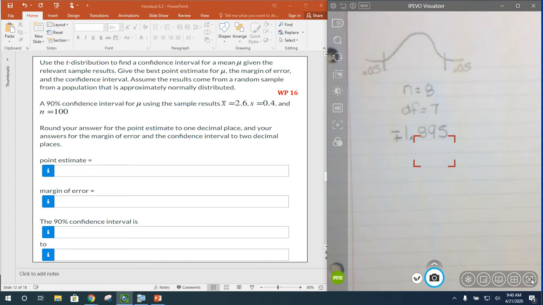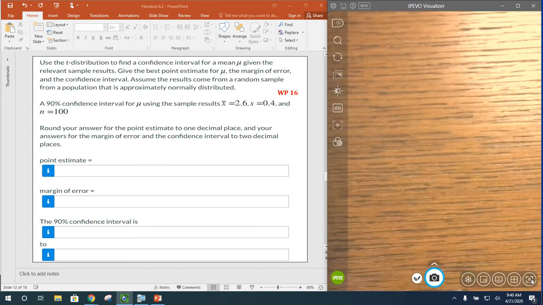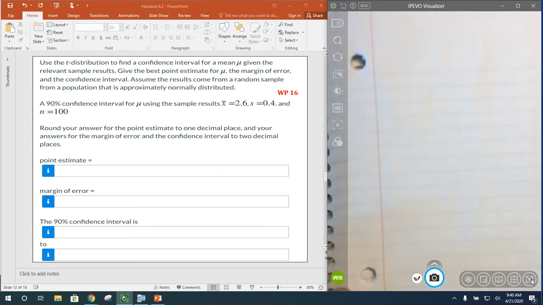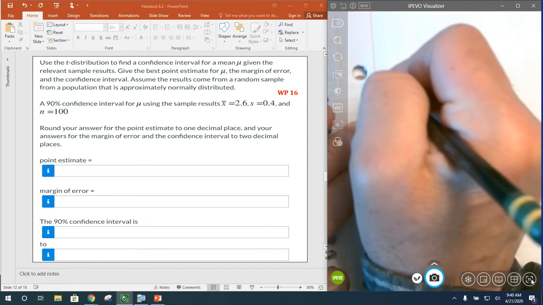So we have a 90% CI for mu using the sample. Here's our sample: x bar at 2.6, a standard deviation of 0.4, and n equal to 100. This will be straightforward. This will be nice for us. So first of all, our point estimate. I'm going to answer these on the paper because it's a little bit easier for me to answer them on the paper. Our point estimate.